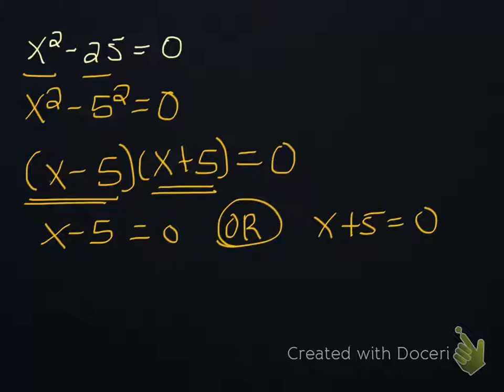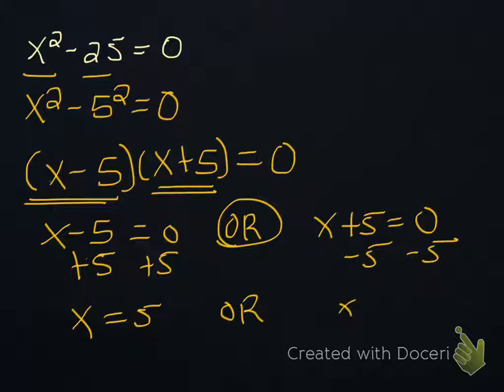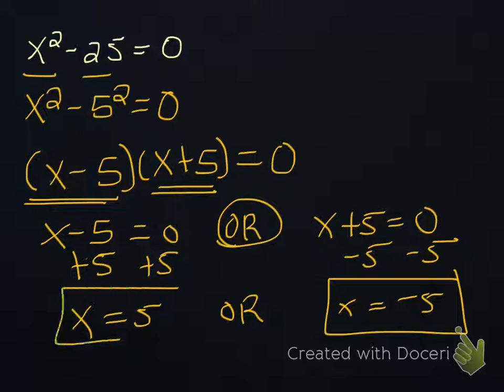And we're writing the OR because the zero product rule told us that this is equal to 0, or this is equal to 0, or possibly they're both equal to 0. Now we're going to solve these linear equations. So I add 5 to both sides for this equation, and I subtract 5 from both sides on this equation, which gives me x is equal to 5, or x is equal to negative 5. And I'm going to circle or box both of my solutions.